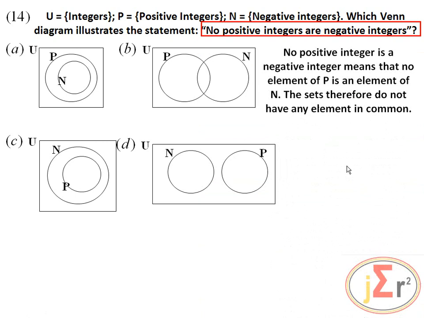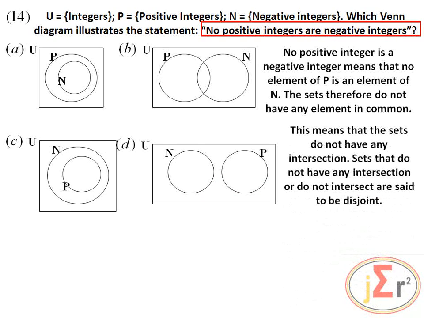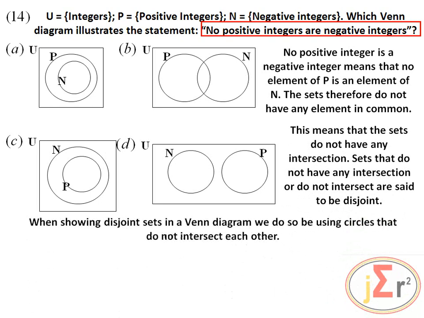No positive integer is a negative integer means that no element of P is an element of N. The sets therefore do not have any element in common. This means that the sets do not have any intersection. Sets that do not have any intersection or do not intersect are said to be disjoint.